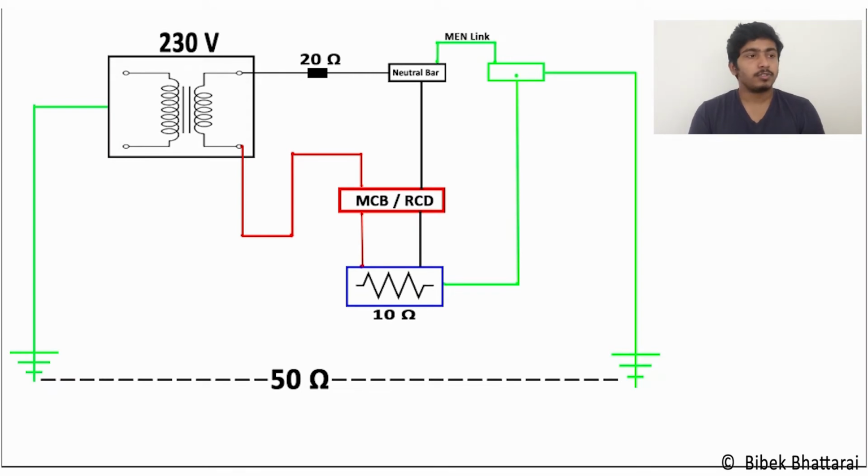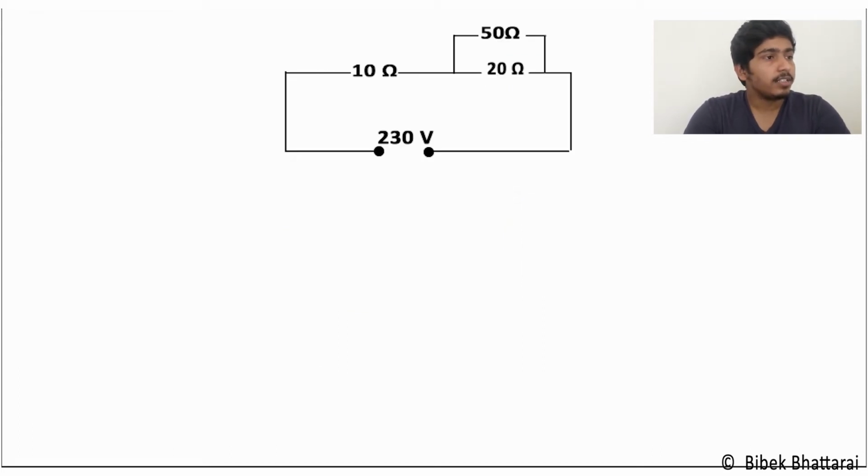Now let us come to the second situation. I've created a fault in our diagram. I've created 20 ohm of resistance between the neutral bar and the transformer, which might be because of corrosion or a loose wire. So it is a fault diagram with 20 ohm of resistance between the neutral bar and the transformer. If I simplify this diagram to an electric circuit, it would look like this.